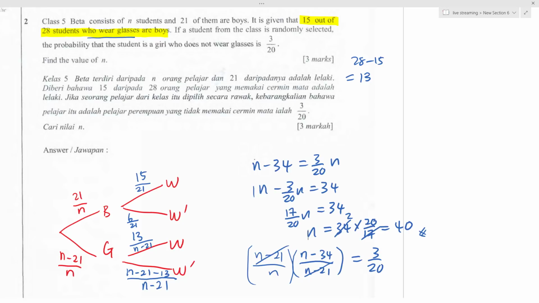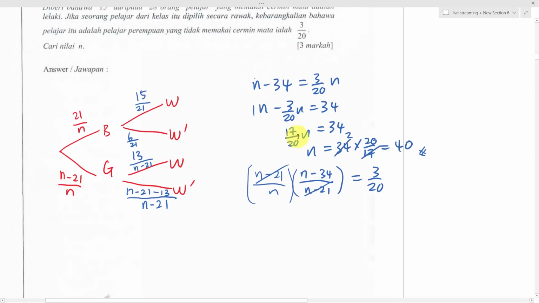I think this one actually makes more sense. I actually checked out the marking scheme. The marking scheme basically does something like n minus 15 minus 6 and then minus 13, and then you get this one, divided by n equals 3 over 20. You can do whatever according to the marking scheme, but I prefer doing it this way, because it makes more sense in the tree diagram. So I hope you should be able to understand. If you cannot, maybe you can watch the replay.